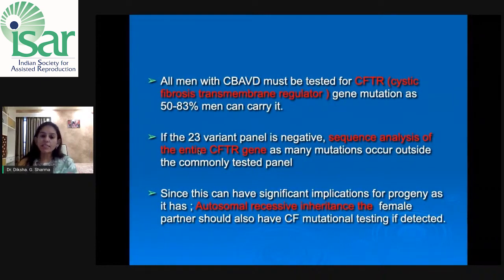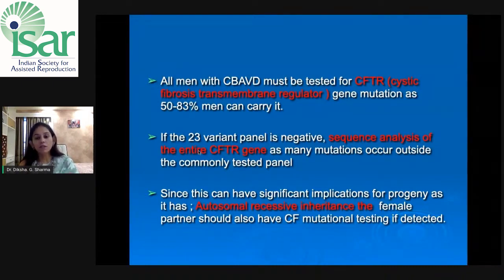Another important genetic test is for males with CBAVD, that is congenital bilateral absence of vas deferens. We must test them for CFTR mutation, that is a cystic fibrosis transmembrane regulator gene mutation, because 50 to 83% of these men can carry this mutation. Even if the variant panel is negative, which usually tests for the 23 most common mutations, we must do sequencing of the entire gene because many mutations can occur outside these.